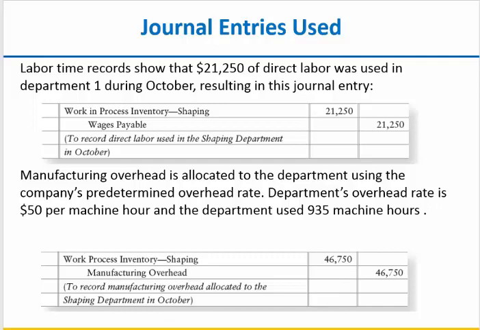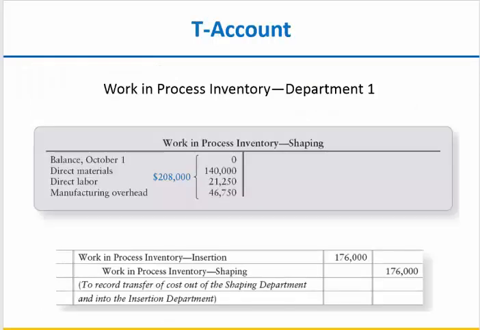So next is in terms of a T account, and that's what's happening here. The work in process, in the beginning you have zero balance, and you received 140,000 direct materials debit, and 21,250 debit direct labor, and the rest is manufacturing overhead.